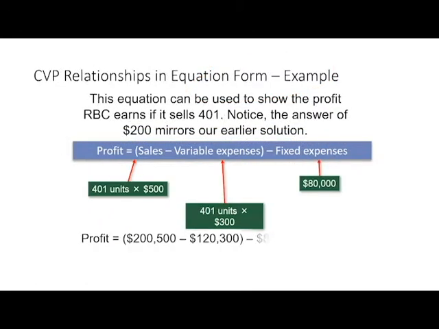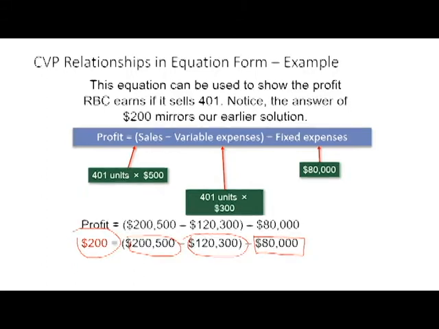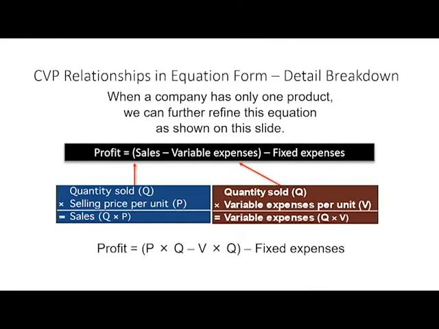CVP relationship in equation form. Here we show you the details. In the situation when the company earns a profit of 200, this is the total sales, the total variable expense, and this is the fixed cost that remains constant. We are still discussing the CVP relationship in equation form, but it provides you the detailed breakdown.